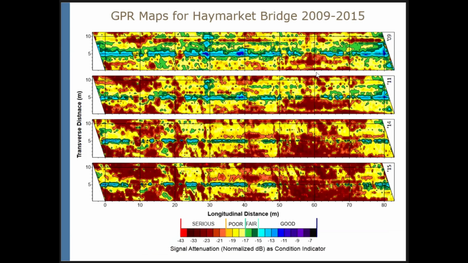Just as an example of those maps, for the same bridge, Haymarket Bridge, you can see 4 maps from ground penetrating radar testing. Again, those dark red zones describe zones of very high electromagnetic wave attenuation, which are probably zones of deterioration.